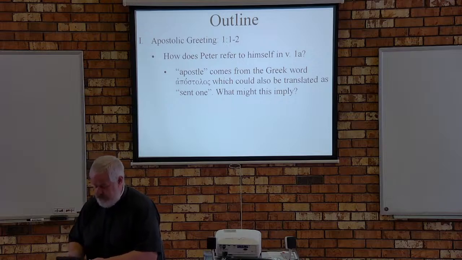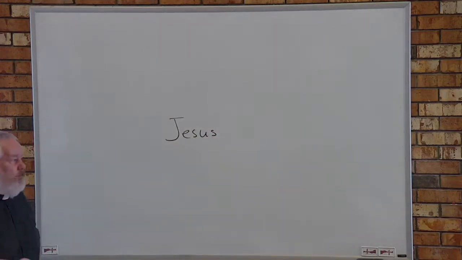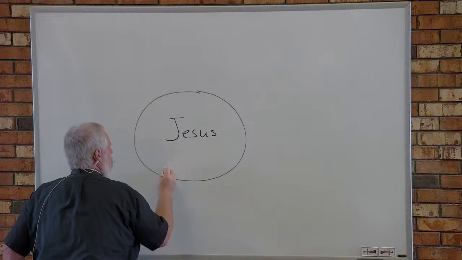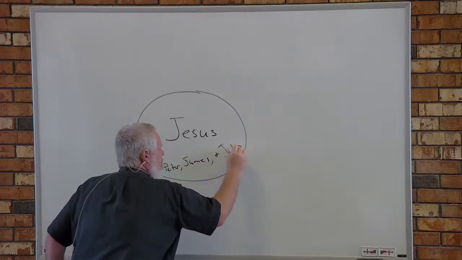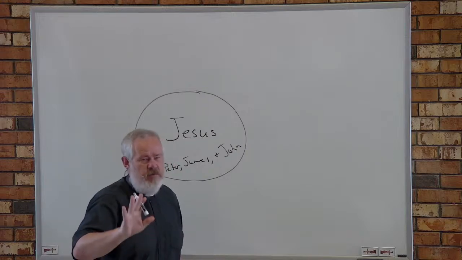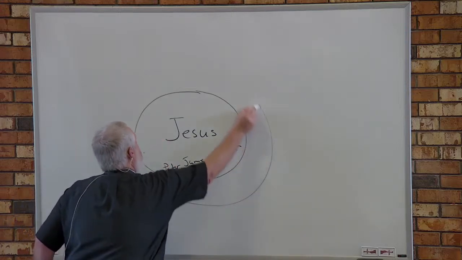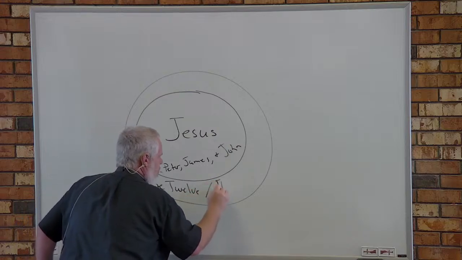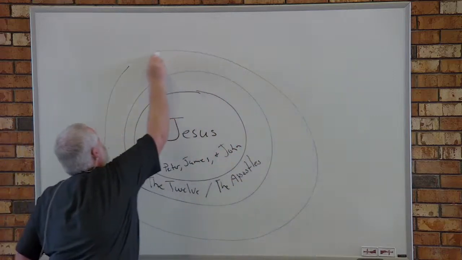I'm going to go to the whiteboard for a minute if I can remember. One way to think about this is to look at it as a series of circles. Jesus is at the center, and around him there's a subset of Peter, James, and John, right? They get to do certain things that none of the rest do, right? Now, don't ask me why, because I can't tell you why. It's just that's what the scriptures tell us. And then this is a subset of that larger group called the 12, a technical title, but also the apostles. And then around them would be the disciples.